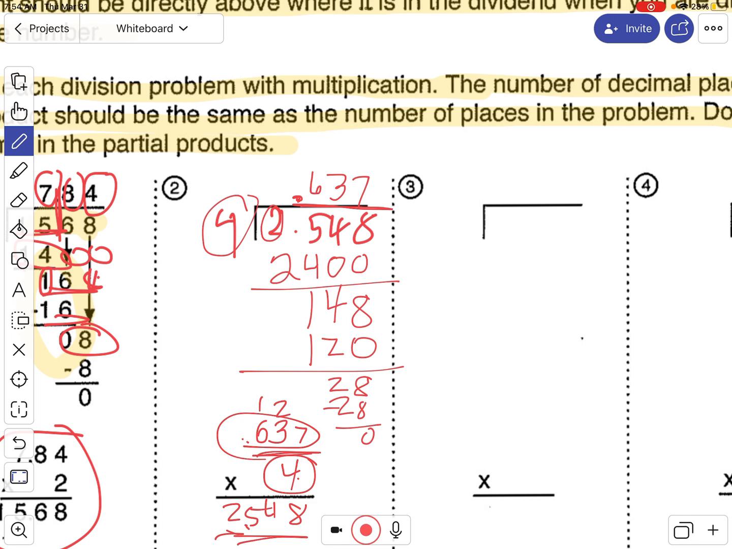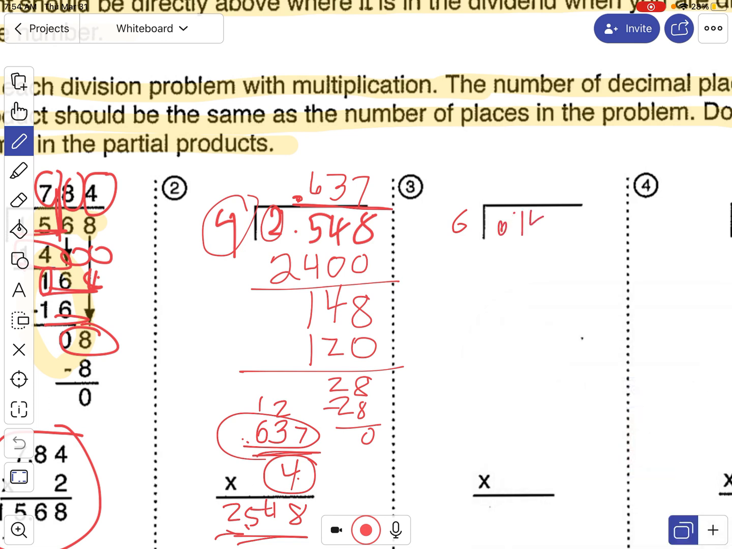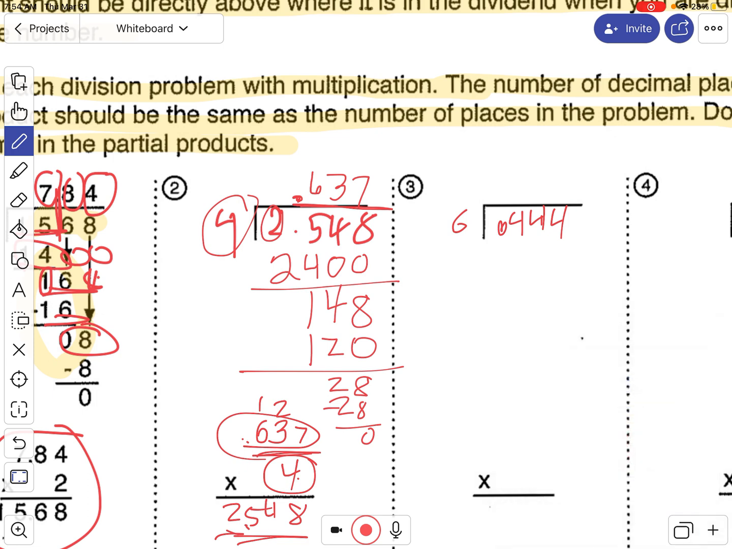All right, the next one is 6 as the divisor, and the dividend is going to be 0.444. Okay, give that one a shot. Pause the video and then turn it back on when you're done. Here we go. 6 goes into 4. Nope, it doesn't go into 4. So what I have to do here is put the decimal point and put a 0. Ooh, that's hard. Did you do that? You got to hold that empty place with a 0.